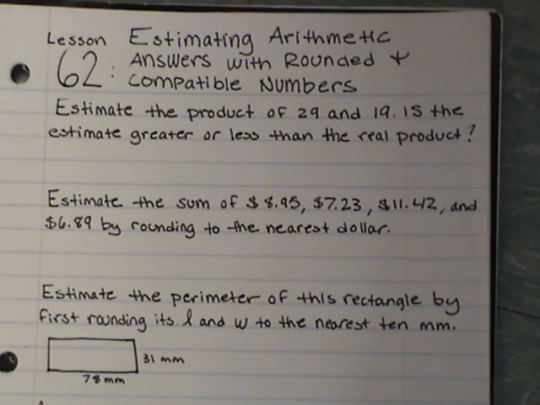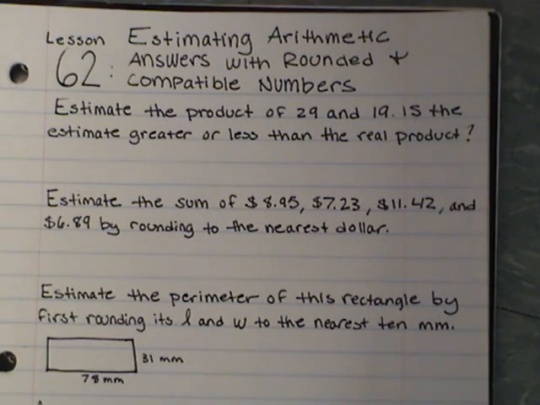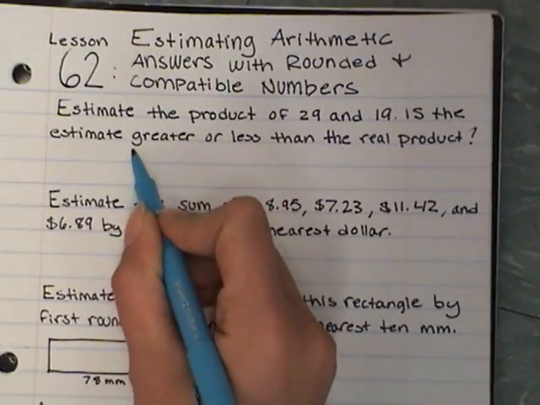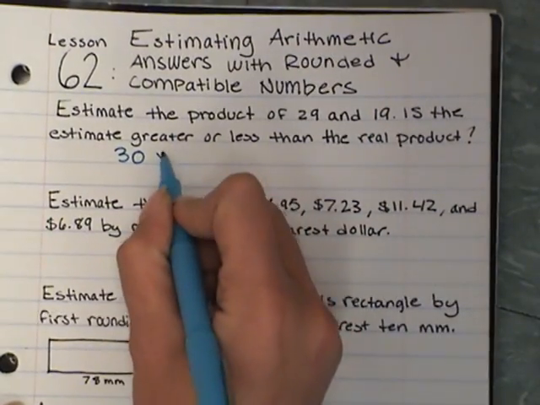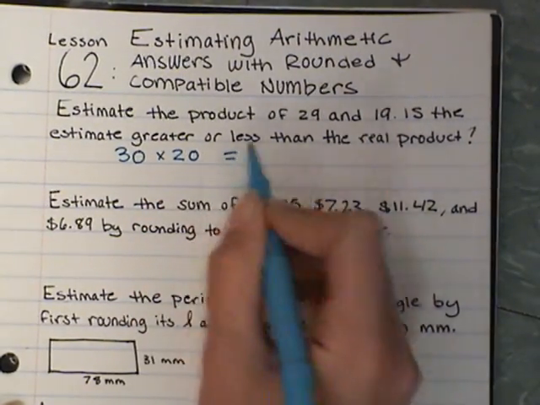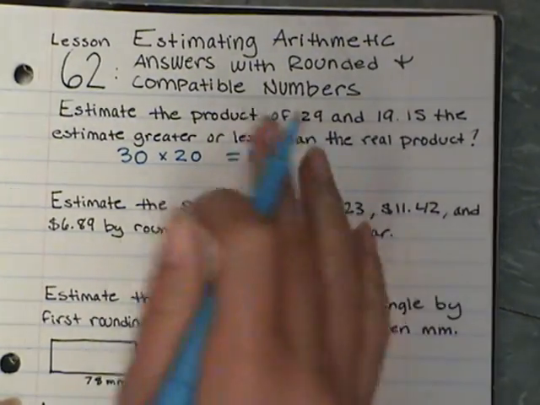Number 1 says, estimate the product. Product is the answer to a what? A multiplication problem of 29 and 19. Is the estimate greater or less than the actual or real product? So I'm going to take 29 and 19, and round them to the nearest number. I would round 29 up to 30, and I'm going to round up 19 to 20. When I multiply, I do my 2 times my 3, which is 6, and I add my 2 zeros to give me 600.